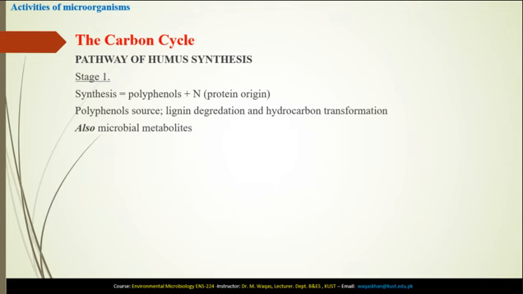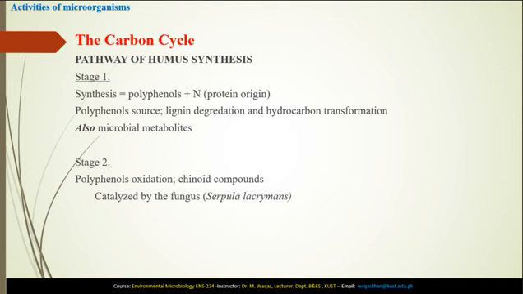Mainly, proteins are a rich source of nitrogen. So, the source of polyphenols may be the processes of lignin decomposition, hydrocarbon transformation, and various other microbial synthesis processes. Similarly, many polyphenols form as a result of metabolites of different microbes. The second stage after the synthesis is the humification, which is the oxidation of polyphenols, right? That is catalyzed by the phenol oxidases.